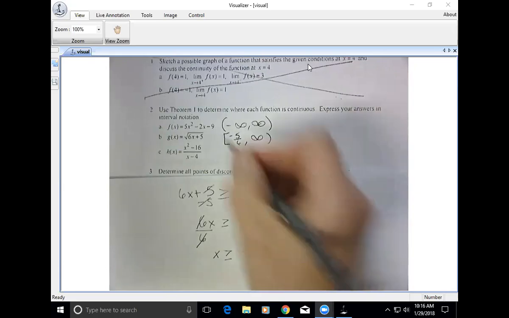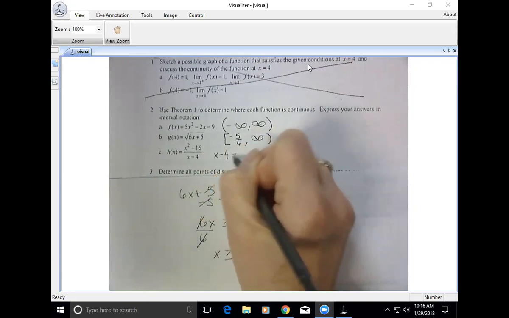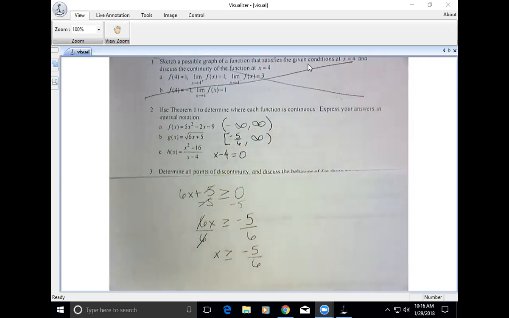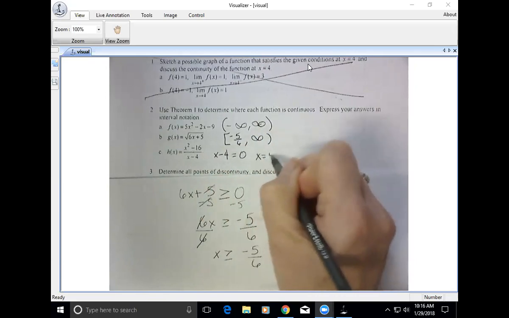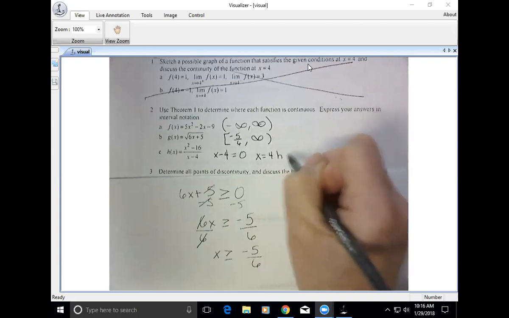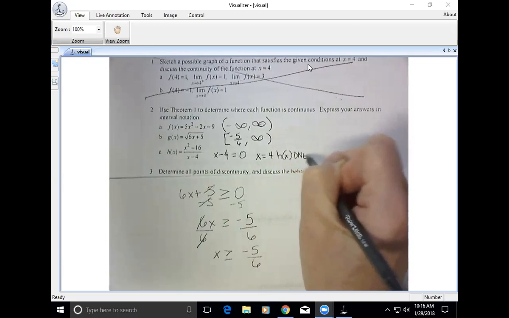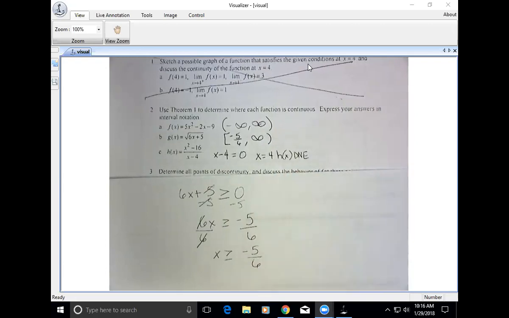All I have to do is set the denominator equal to 0, and the value that's going to give me a problem is what? When x equals 4, then the function does not exist. So how do I express the interval where this thing is continuous? I want to show it can be everywhere except it can't be when x is 4. Do you remember how to do that in interval notation?